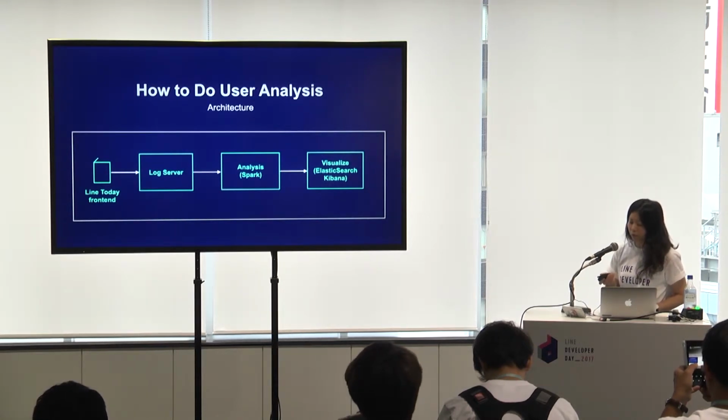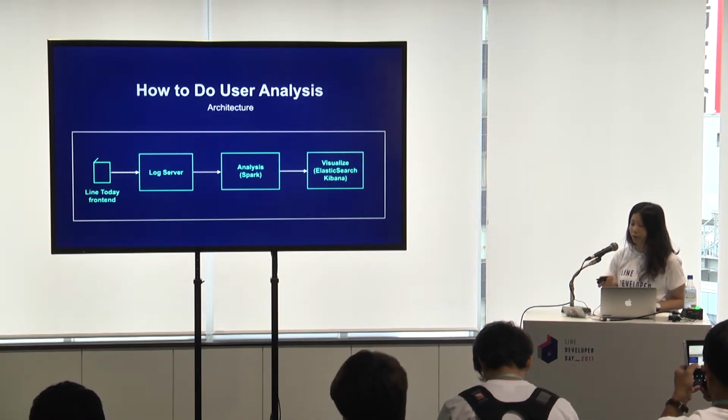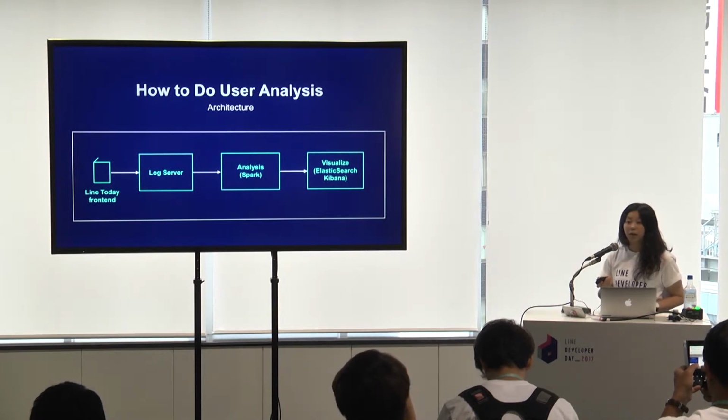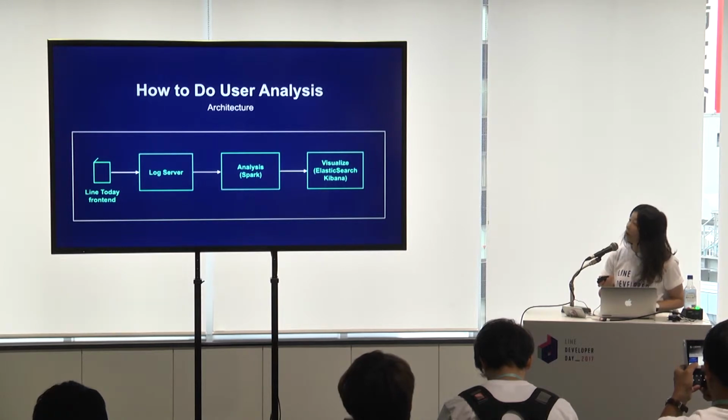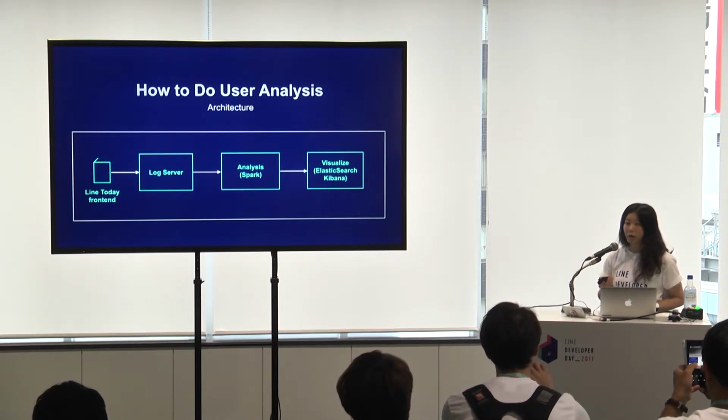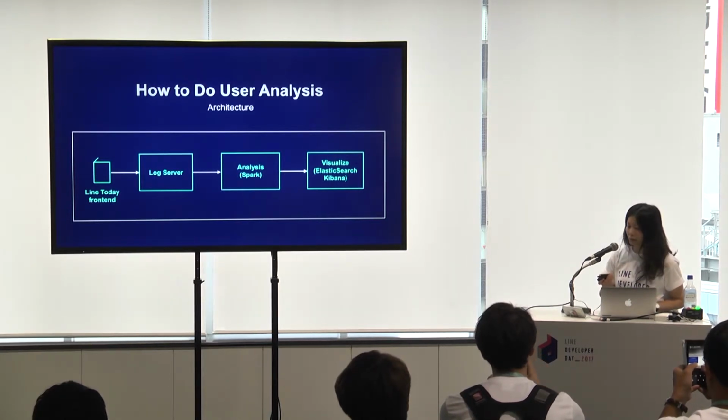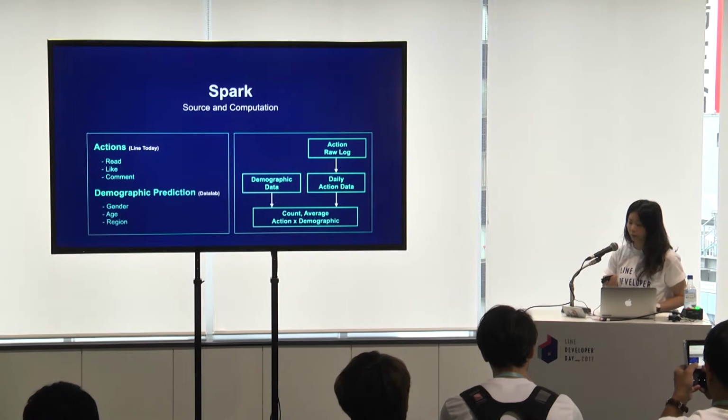Here is how we collect and process the data. We collect action logs when users browse news content in Line Today. Logs are sent to our logging system. We maintain raw logs in our storage and then use Spark to do analysis on a daily basis. The output is inserted into Elasticsearch for data visualization via Kibana. Let's see how we process the data.